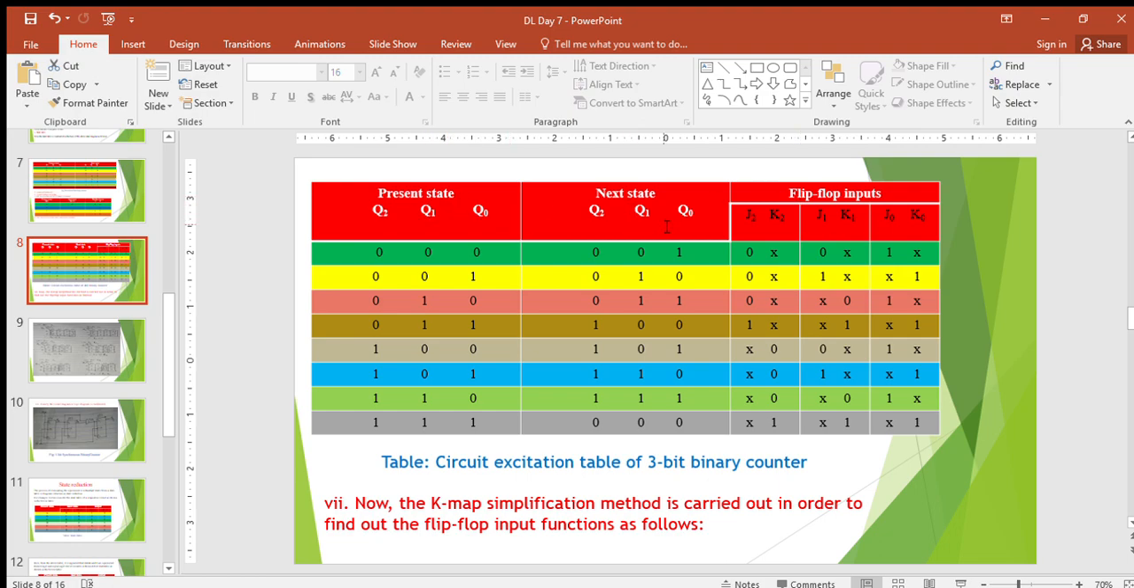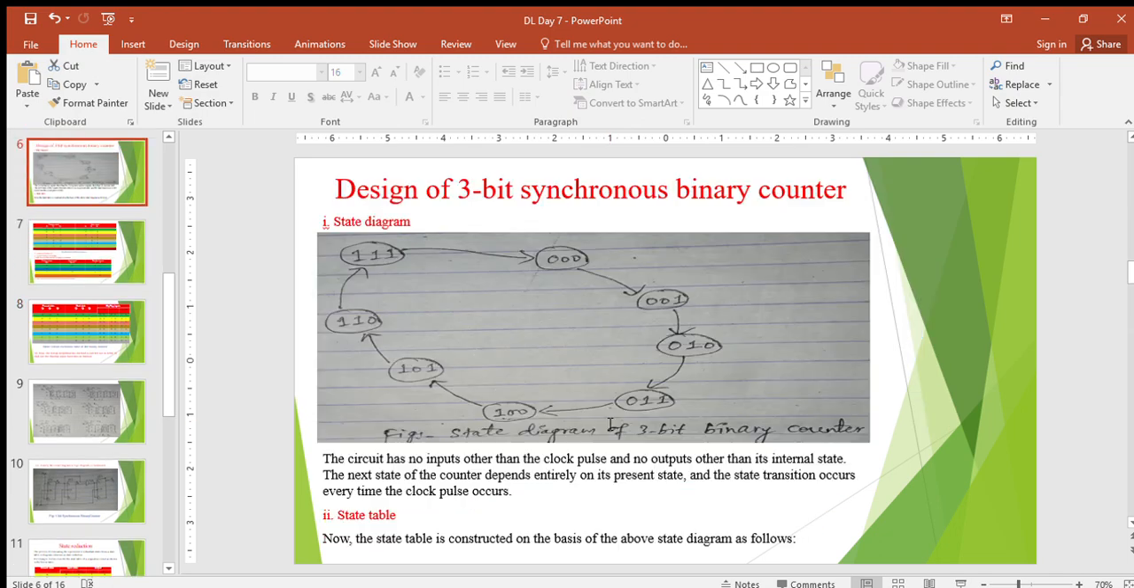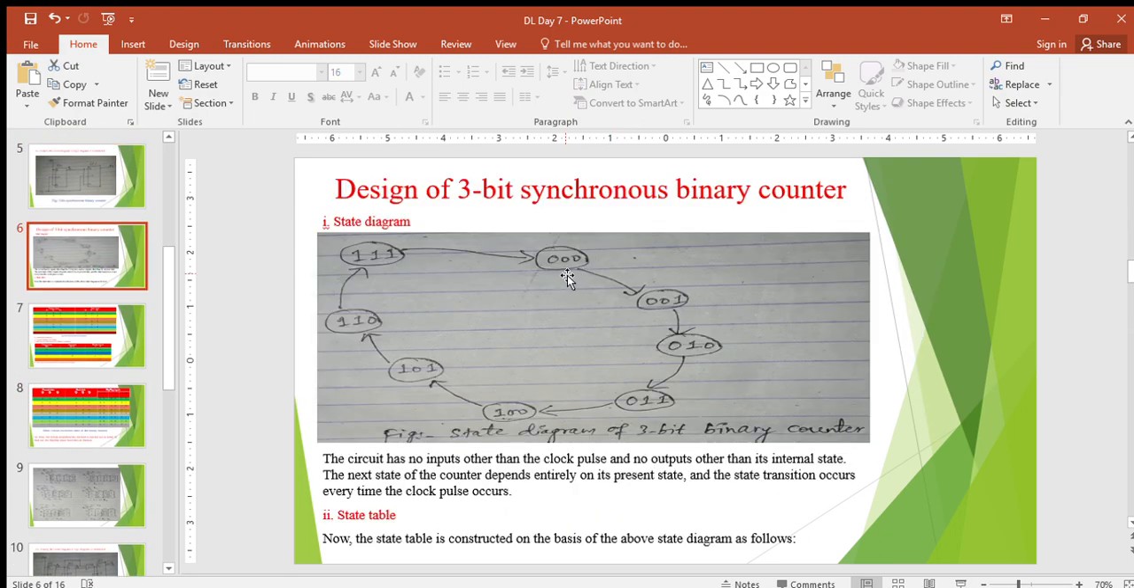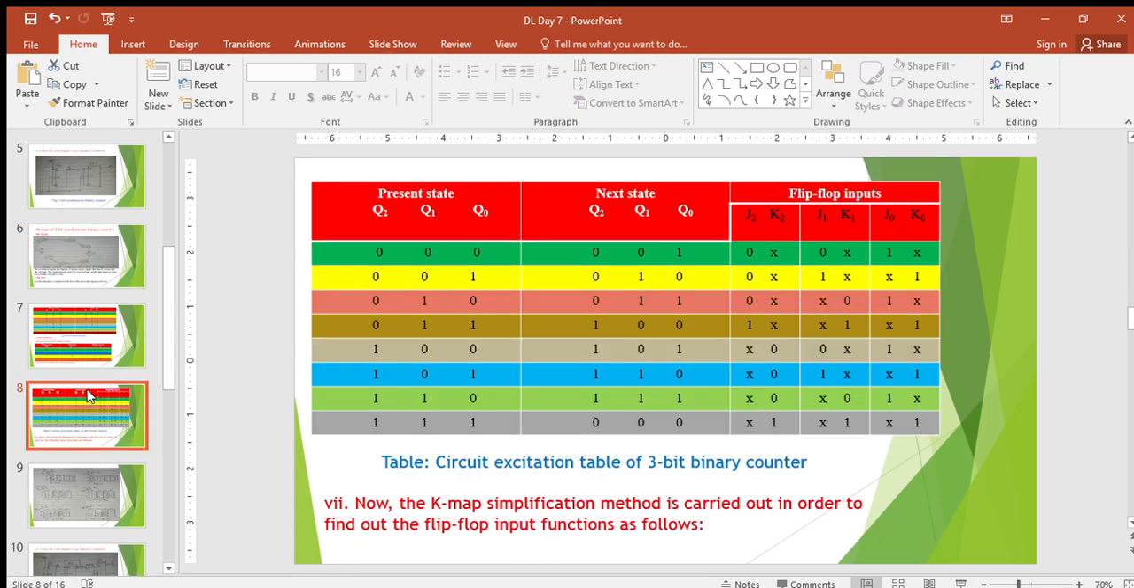Now, if the present state is 0 0 0, then its next state is 0 0 1. If the present state is 0 0 1, then its next state is 0 1 0, and finally when we reach triple 1, its next state is triple 0. We can see it from the state diagram here. So look here: if the present state is 0 0 0, then its next state is 0 0 1. In this way, when we reach the state triple 1, it recycles back to the initial state, triple 0, which is the binary value of decimal 0, and triple 1 is the binary value of decimal 7. We are well aware of this.